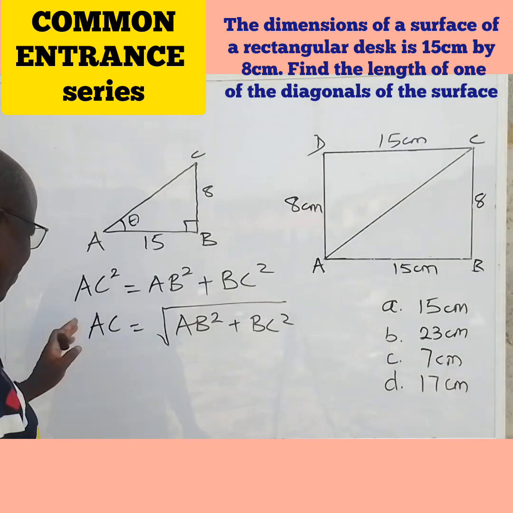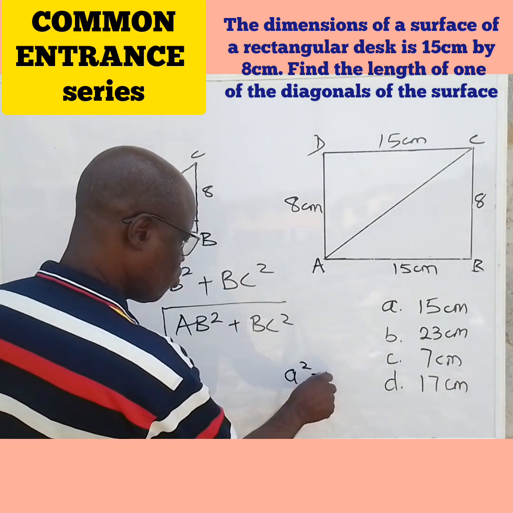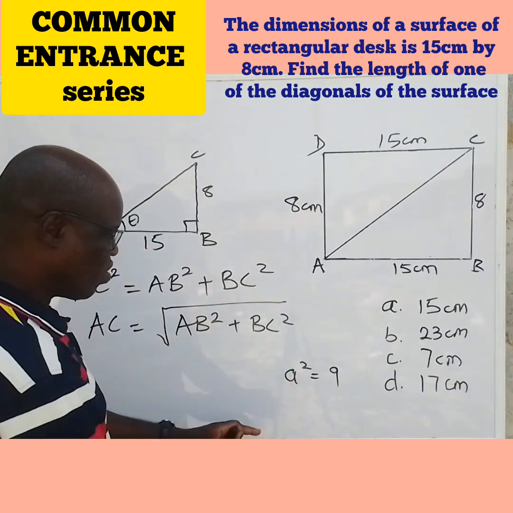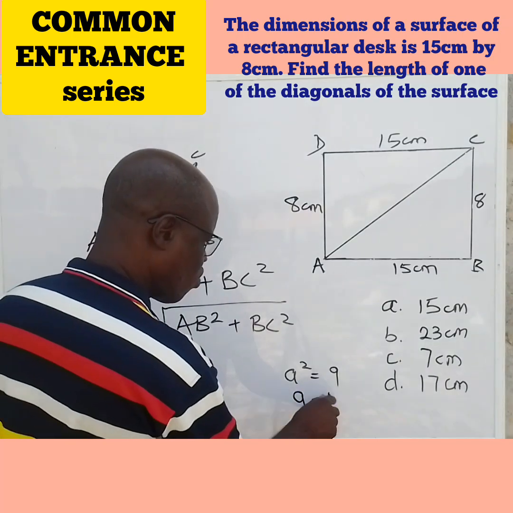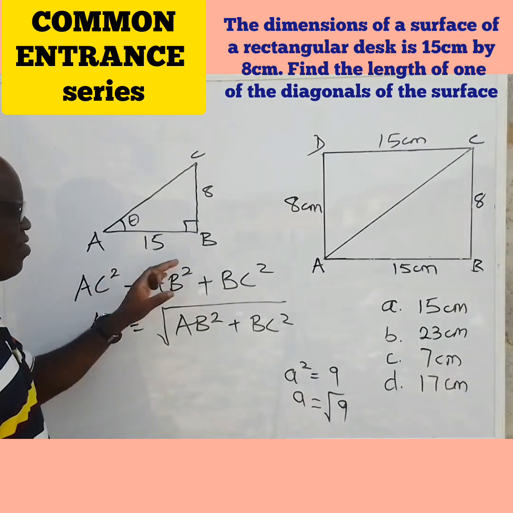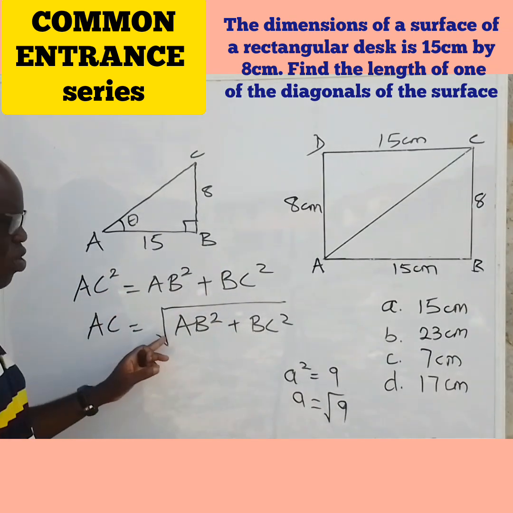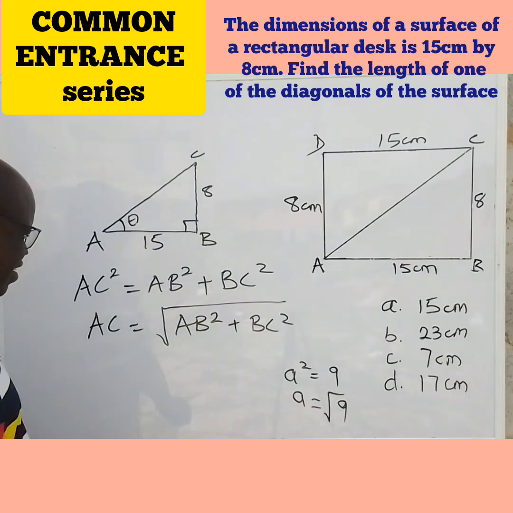Now, for you to understand this, don't forget that if you say A square equal to 9, then to get your A, it will be square root of 9. So the same thing I've done here. This one square is equal to this. For me to get AC, it's now the square root of everything that is here. So just substitute and work it out.